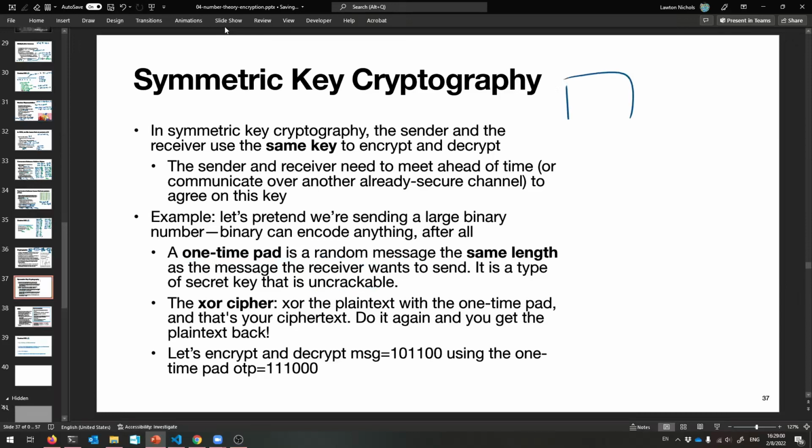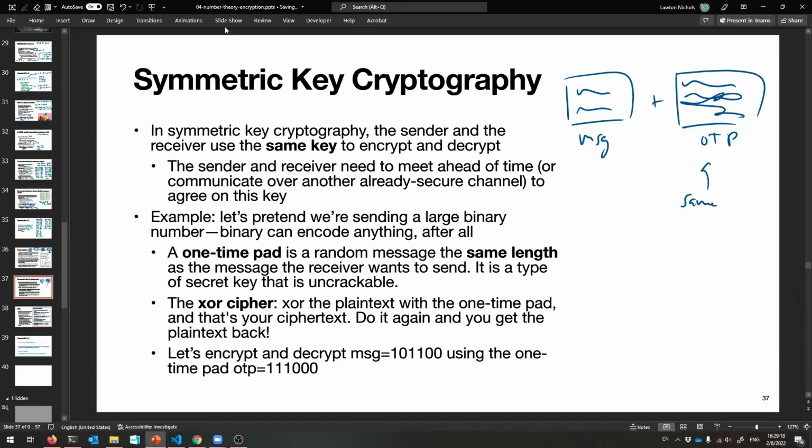So what you do is you take your original message and you combine it with this thing called a one-time pad, which is a random string of bits. OTP. Here's your message. And that is going to encrypt it when you bring it together like that. And this is the same length as the original message that you're trying to send. And that allows you to encrypt it properly. It's uncrackable, and here's one way to make it uncrackable, okay?